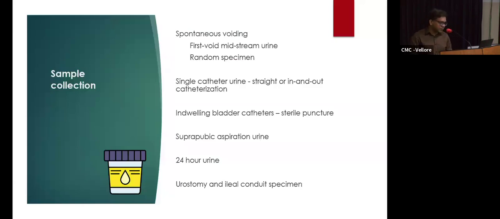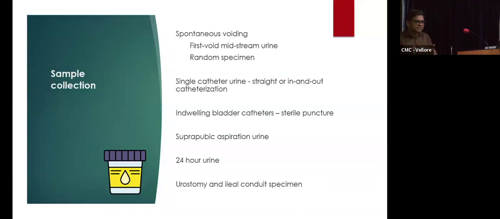So how to collect samples? Spontaneous voiding is the preferred method, using a first-void midstream urine. Why do we use midstream urine? Because during the initial voiding, the epithelial cells and contamination in the urethra get flushed out, and that's why we collect the midstream sample.